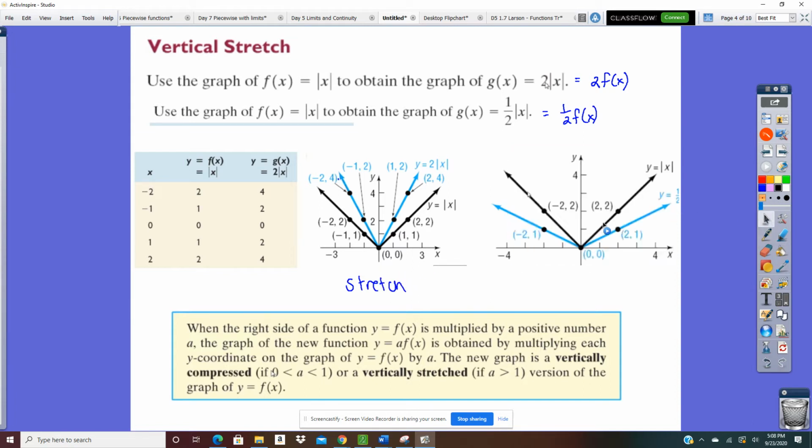And this one, all my y values are being cut in half. So if I'm going (2, 2), I'm going to go (2, 1). You can see it kind of compresses or shrinks vertically.